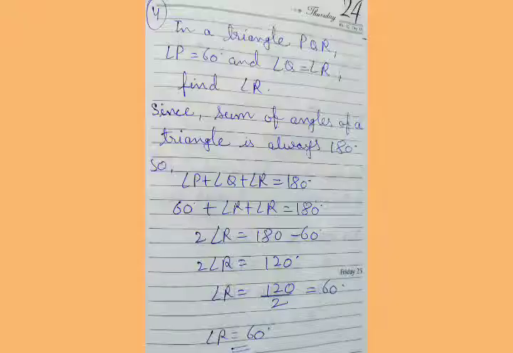So R plus R is equal to what? 2R. So 2 angle R is equal to 180 minus 60 degree. This 60 will come this side, so side change, sign change. So 2 angle R is equal to 120 degree, and angle R is equal to 120 by 2, equal to 60 degree. So angle R is equal to 60 degree.